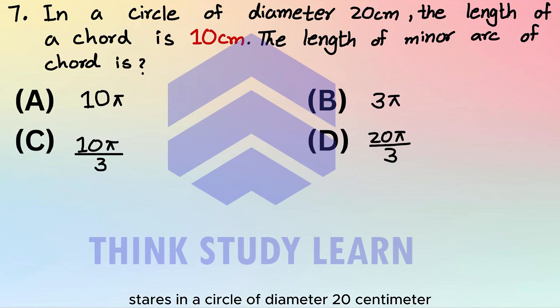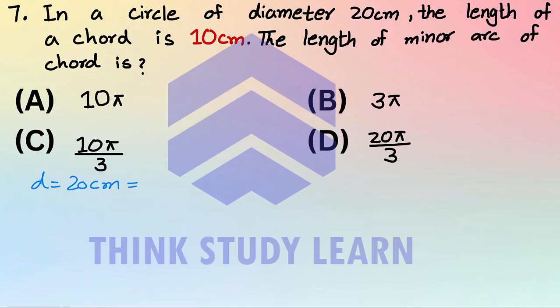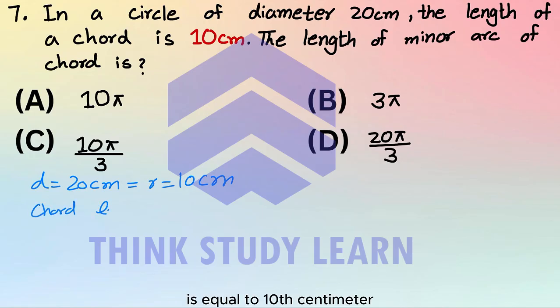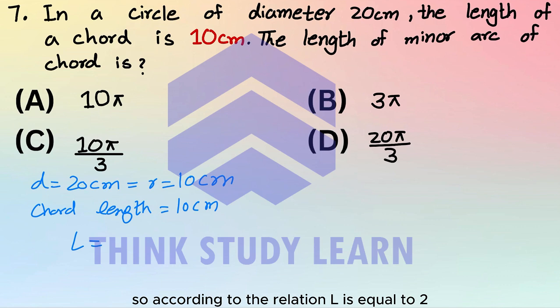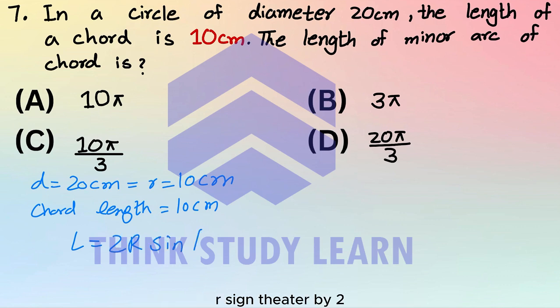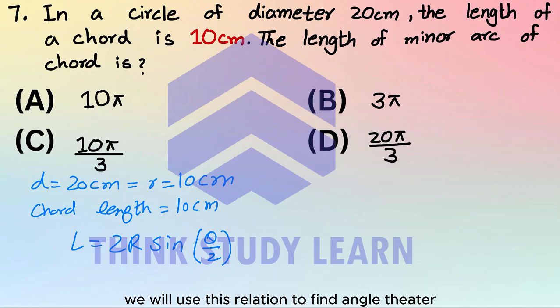The next question states in a circle of diameter 20 centimeter, the length of a chord is 10 centimeter. We have to find the length of minor arc of chord. So here diameter is equal to 20 centimeter, then radius will be equal to 10 centimeter, and the chord length given to us is equal to 10 centimeter. So we will first find angle theta. According to the relation L is equal to 2r sine theta by 2, we will use this relation to find angle theta, putting values.